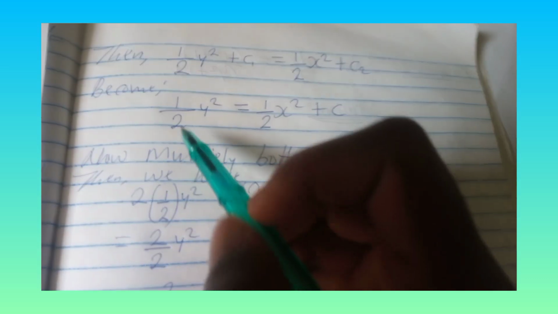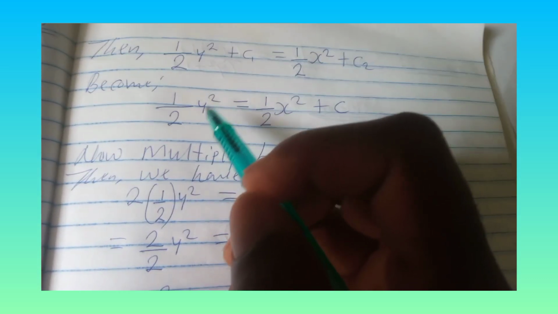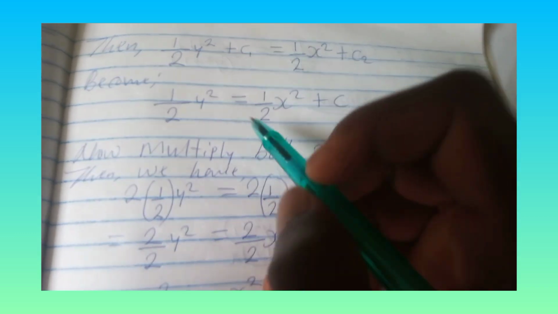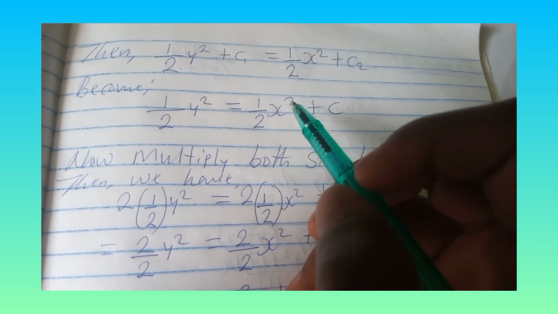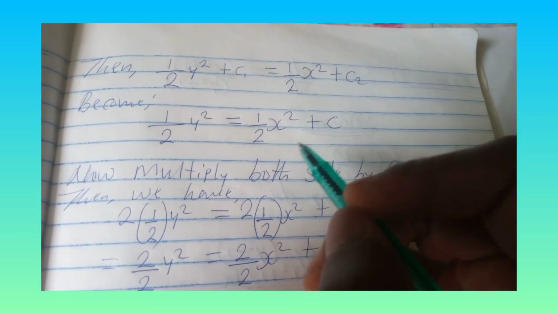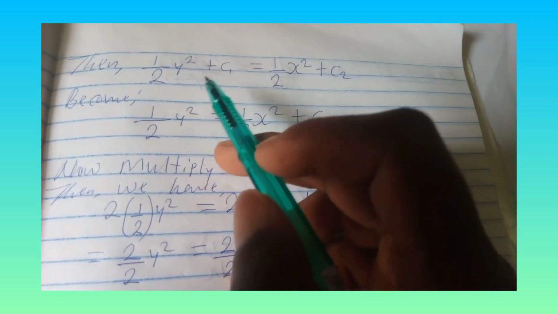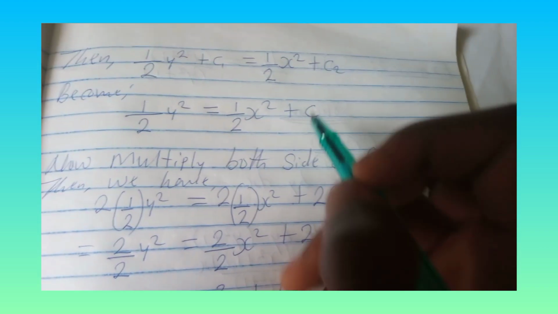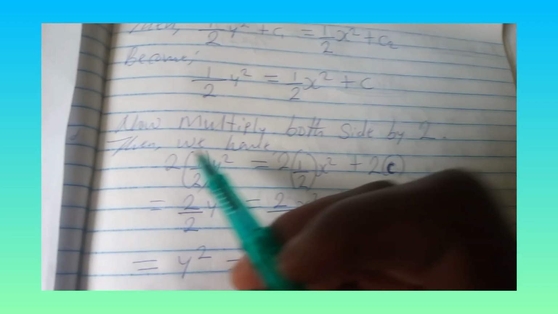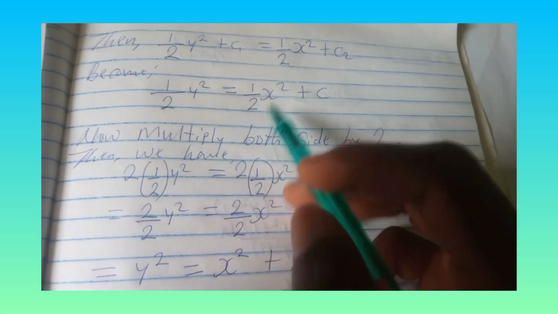So in this case, we make 1 over 2 times y square, which was on our left hand side, equal to 1 over 2 s square, which was on our right hand side, plus c, because we just factor the c1 and c2 out. That's why I have this capital C here. So now this is the answer that we have gotten here.